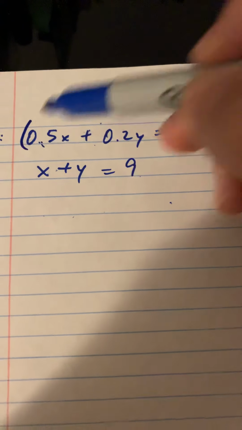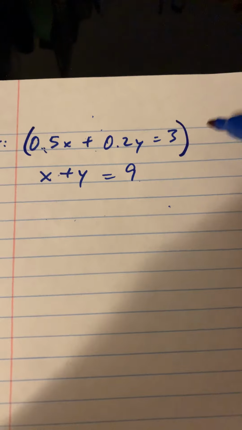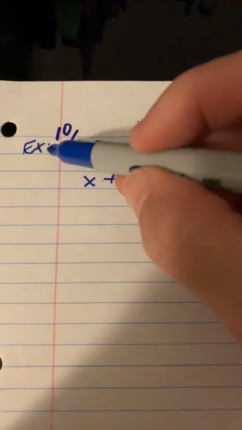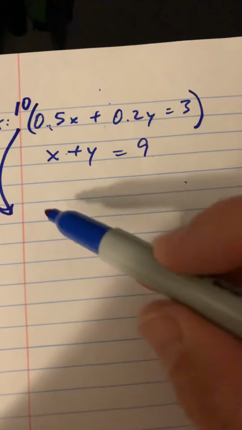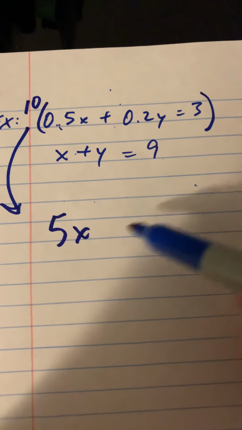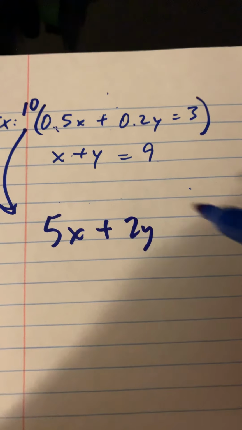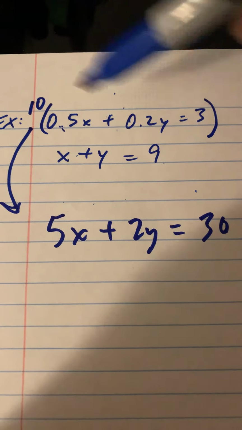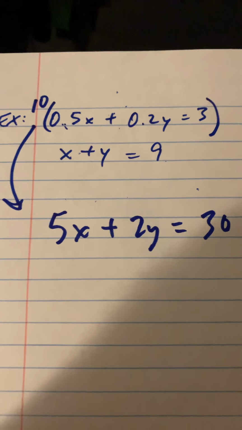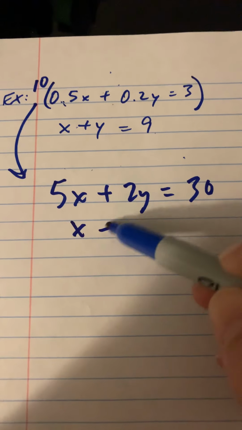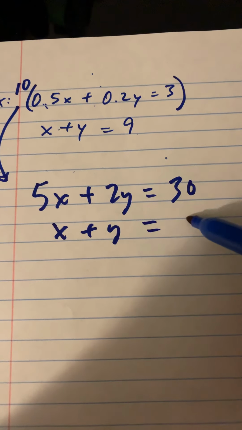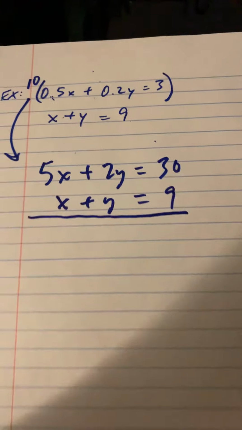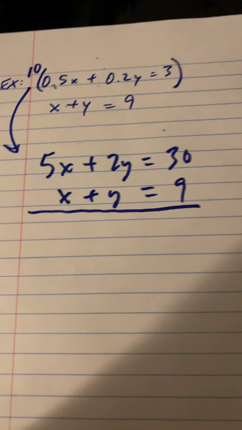Okay, so if I multiply everything here by 10, I'm going to do it a little bit different way and rewrite what I have done here. That's going to give me 5x plus 2y equals 30. So notice that whatever I do to one term, I'm doing to every term, right? Okay, and then I have x plus y equals 9. All right, now there's several options that you could use to solve this.